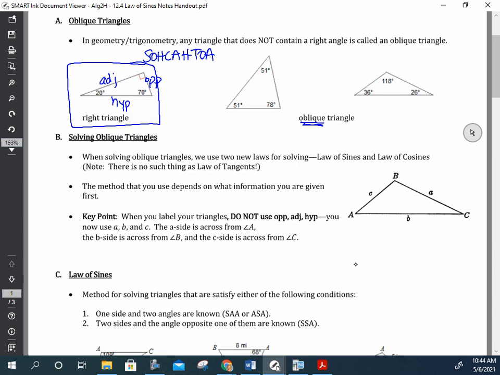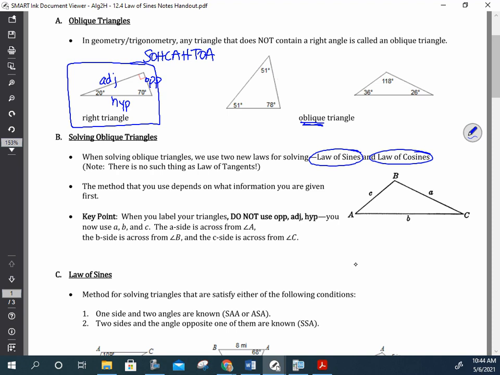Those two methods are known as law of sines and law of cosines. Just because someone will think of it in math, there is no such thing as a law of tangents. Law of sines, law of cosines, there's no such thing as a law of tangents.